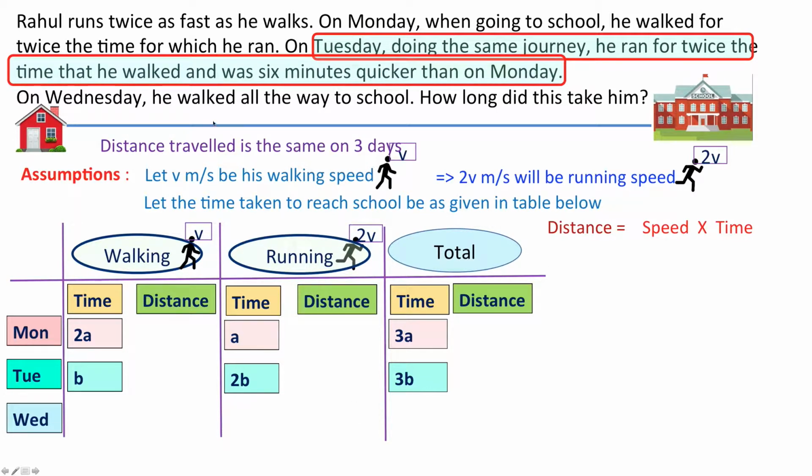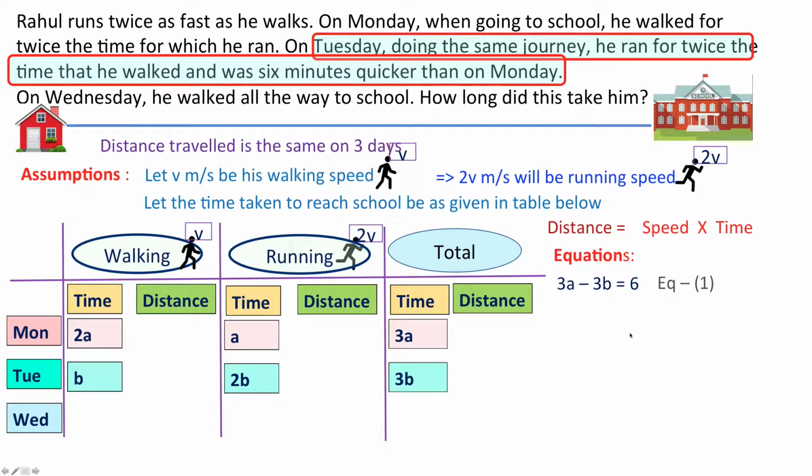Not just that, on Tuesday we also know some additional information. The additional information is that he was 6 minutes quicker on Monday, which means the difference between the total time taken on Monday and the total time taken on Tuesday is 6 minutes. In fact, on Monday he would have taken 6 minutes more than the time taken on Tuesday. So that gives you an equation: 3a minus 3b is equal to 6. The time taken on Monday minus the time taken on Tuesday is 6 minutes. So we'll mark it as equation 1.